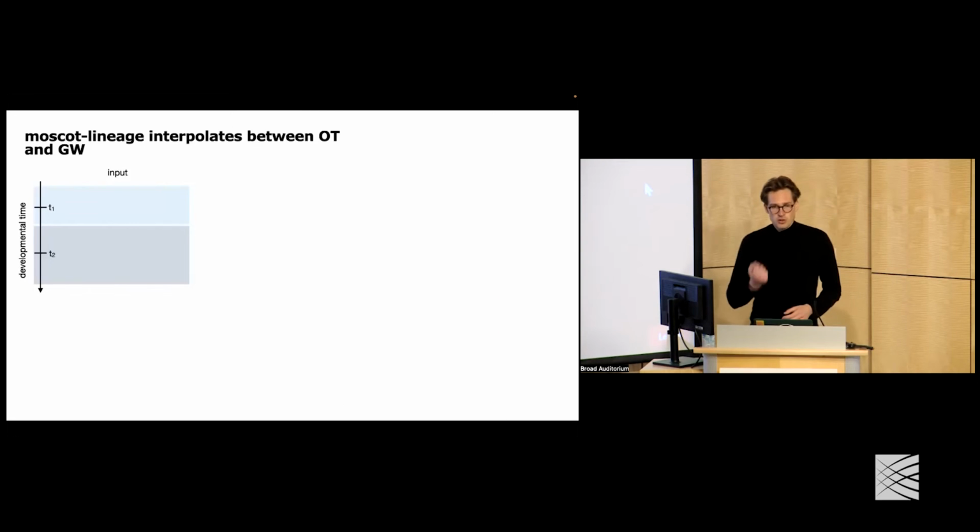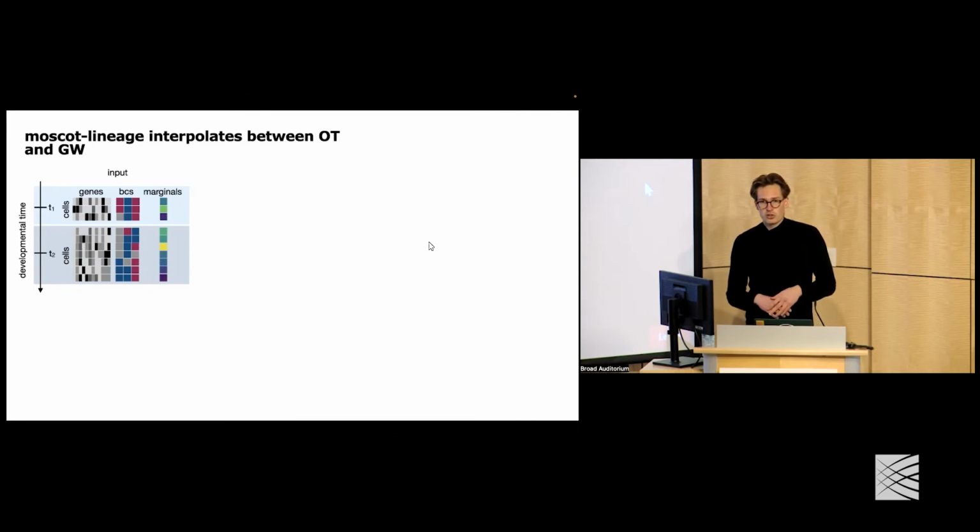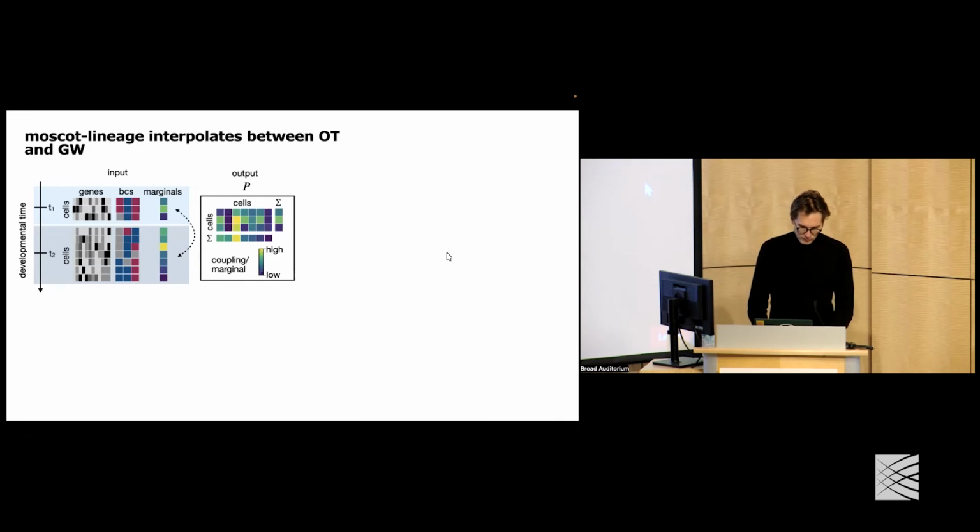Still, we wanted to be able to use this extra information to map across time points in in vivo time series data sets. And for this, we developed the moscot-lineage method, which basically takes as an input the gene expression matrices, as well as barcode information, and potentially some marginals, which could represent something about uncertainty that you have about your cells. The output is a coupling, as we saw before. It's essentially the same as in the simple case where you just have gene expression information linking cells from the earlier time points with cells from the later time point.